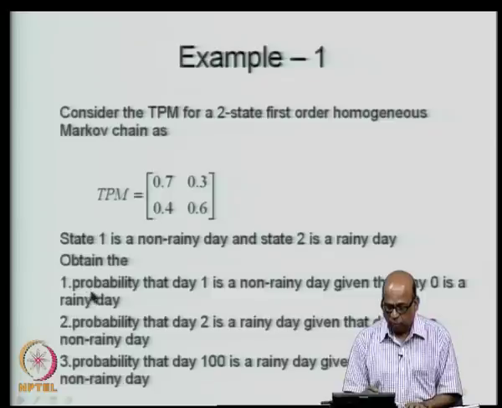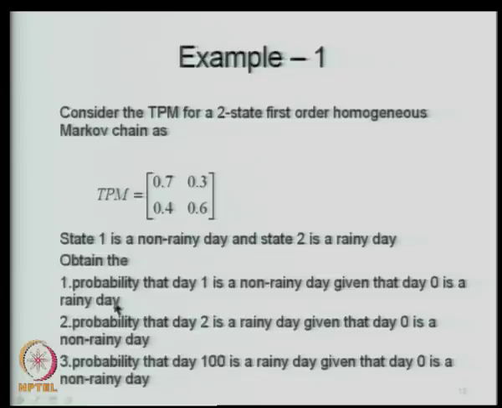So, we will first obtain the probability that day 1 is a non-rainy day given that day 0 is a rainy day. Then we will see the probability that day 2 is a rainy day given that day 0 is a non-rainy day. Similarly, the probability that day 100 is a rainy day given that day 0 is a non-rainy day. So, these are the probabilities that we will see. Let us look at the first problem, the probability that day 1 is a non-rainy day given that day 0 is a rainy day.